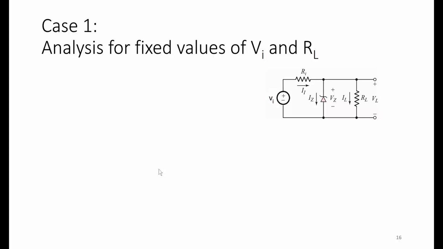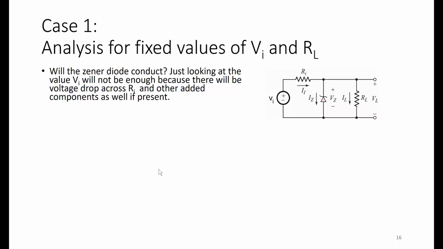The first case, analysis for fixed values of Vin and RL. If we have a circuit here with Vin, Rin, a Zener diode Vz, and a load resistance RL, we will have to first decide, just as we did with the other diodes in the previous circuit, will the Zener diode conduct? Knowing the behavior of the Zener diode, it will break down, but still, will it conduct?